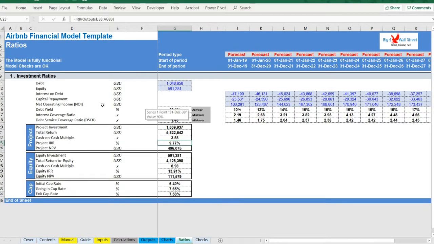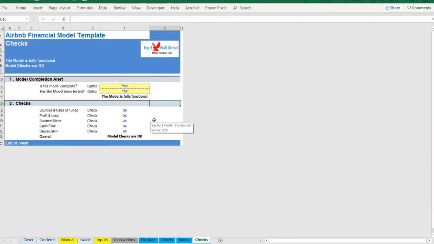Moving to the Ratio tab, a series of investment metrics are presented: net present value, internal rate of return, cash-on-cash multiple. Additionally, the debt service coverage ratio, interest coverage ratio and debt yield are presented. Checks: a dedicated worksheet that makes sure that everything is working as it should.